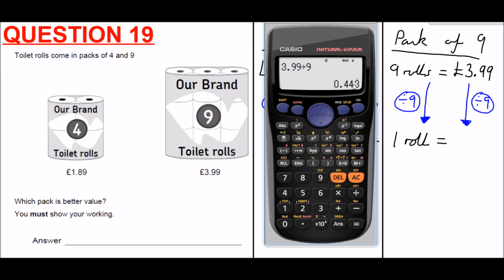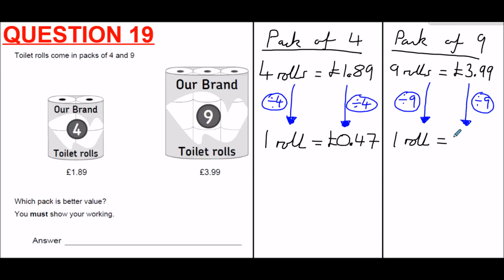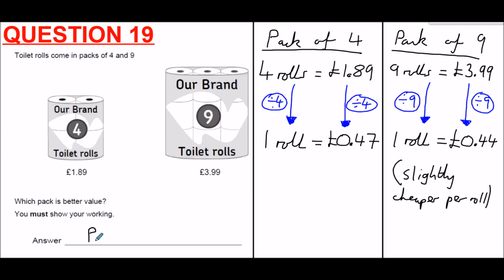To the nearest penny, that's about 44 pence. So each roll is about 44p. And so, which is cheaper? 44 pence a roll or 47 pence per roll. So obviously the pack of 9 is slightly cheaper per roll. It's less expensive per item. And for that reason, we can say that the pack of 9 is the best value, because it's cheaper per roll.